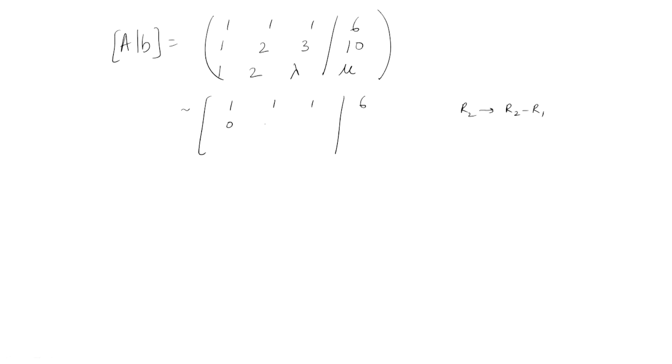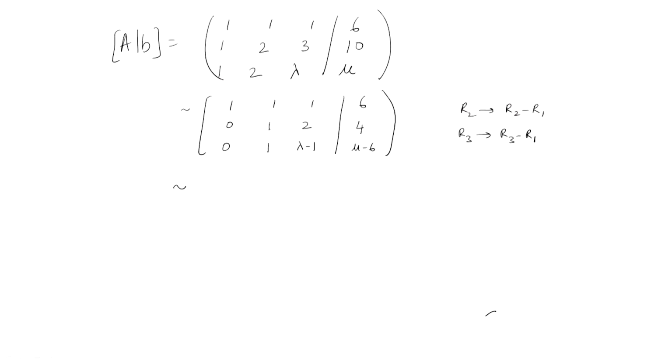So, this is 0, this is 1, this is 2, this is 4. Now, you will make 0 here with the help of this. So, in R3 you will apply an operation, that is R3 minus R1. So, this is 0, this is 1, this is lambda minus 1, this is mu minus 6. Still it is not an echelon form of this matrix, because it is 1.